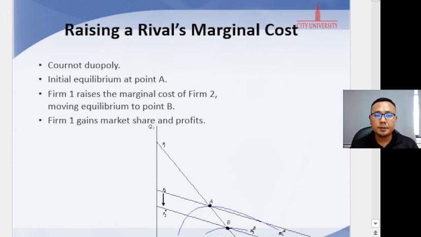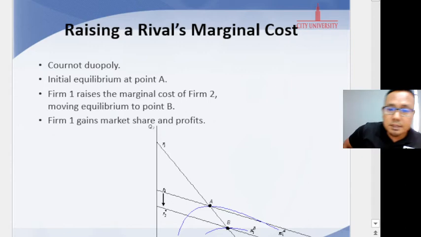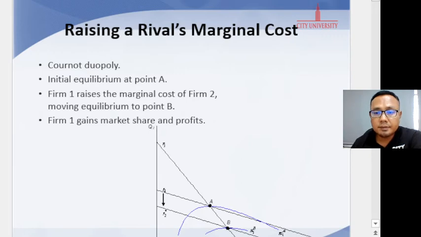So you can see from there, point A represents the initial Cournot equilibrium, and firm 1's profits are pi A1, associated with the iso-profit curve through point A. Its profits are clearly lower than the profit that would result if firm 1 were a monopolist, the point where firm 1 produces the monopoly quantity of output and firm 2 produces 0 units of output. Now suppose that firm 1 uses a business tactic that raises its rival's marginal cost of production. Due to the higher cost, firm 2 now has an incentive to produce less output than before.